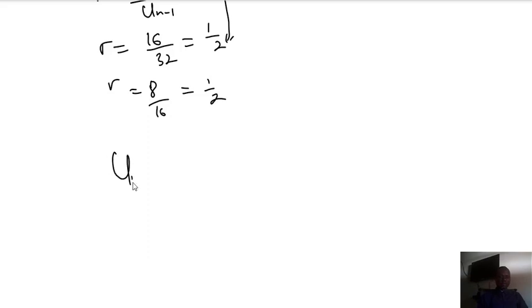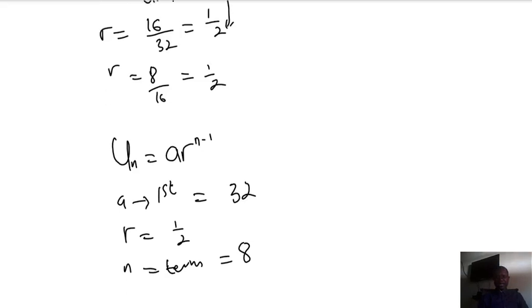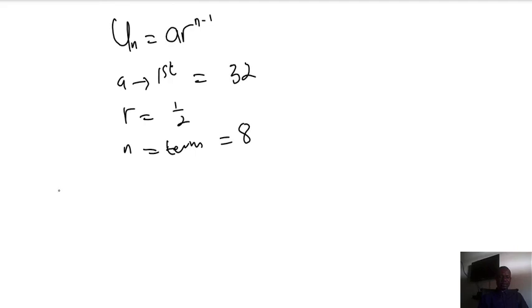Okay, because it is GP, how do we find the nth term of a given sequence under GP? We have un equal ar exponent n minus 1, whereby a represents the first term, so a is the first term, and it is 32. And r here represents the common ratio, which is 1 over 2, and n here represents the term we are finding, which is the 8th term, so it is equal to 8. So let's substitute everything into the formula, then we find the 8th term.